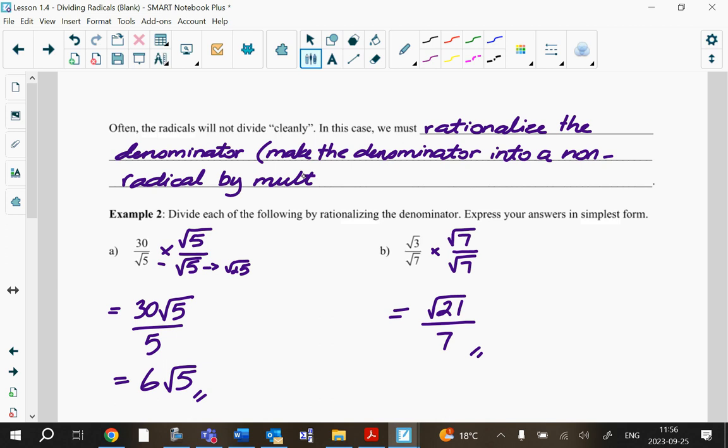And what do you multiply by? It depends what radical is in the denominator in the original. So if you see a root 5 in the original denominator, you're going to multiply the top and bottom by root 5. You see a root 11 in the denominator, you're going to multiply the top and bottom by root 11. Unless it's one of those questions where you can divide it cleanly like we did on the first page. Okay?